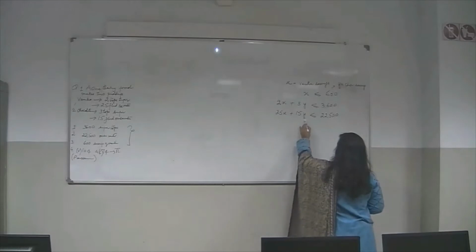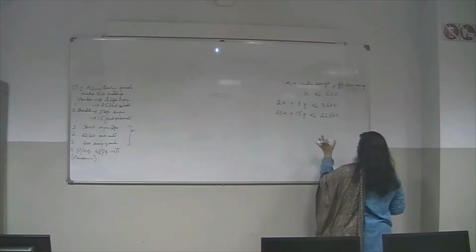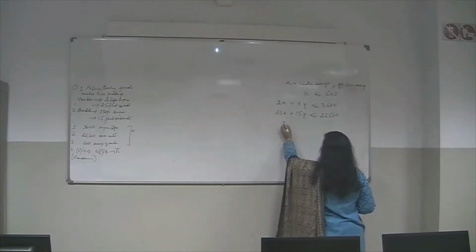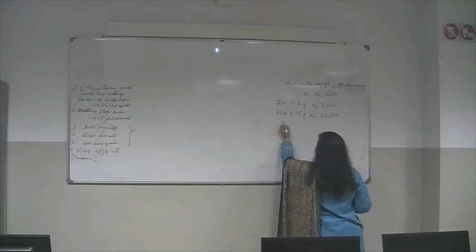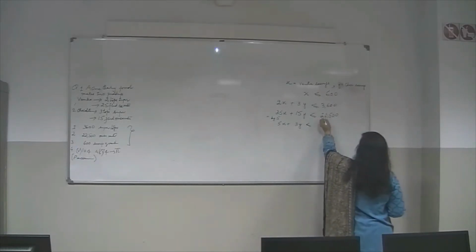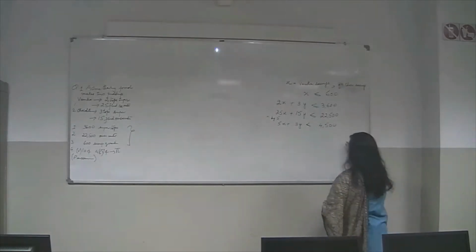Now, do remember that this equation can be simplified. If any of these equations can be simplified, then you have to simplify them. So for this, we can simply divide by 5. Dividing by 5, what we get is 5x plus 3y less than or equal to, now 5 4s are 20, so you get 4,000, and 5 5s are 25, so it's 4,500 units.